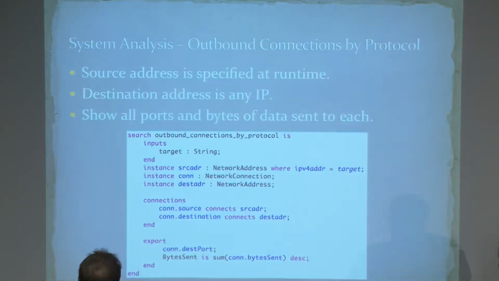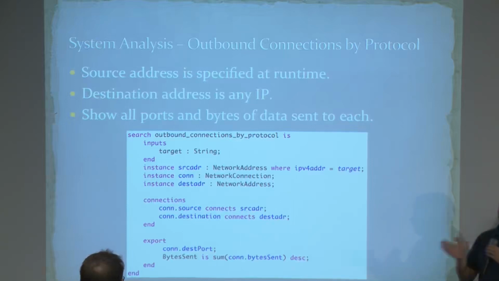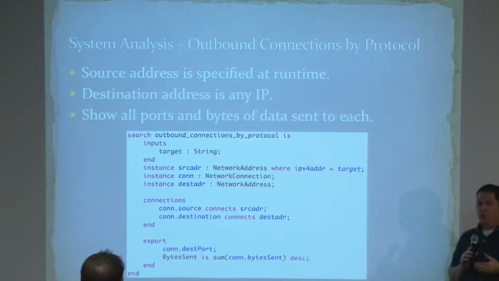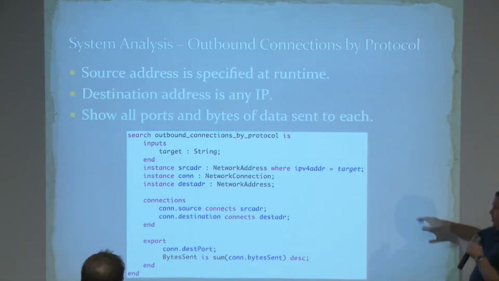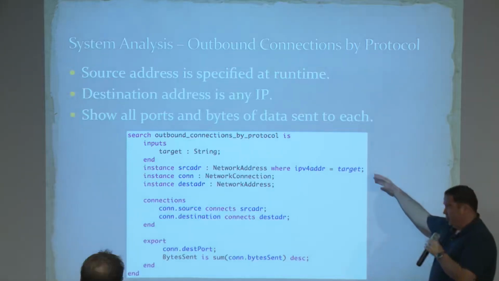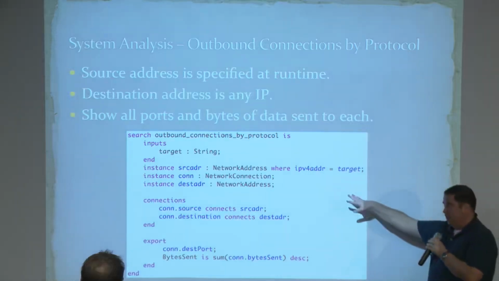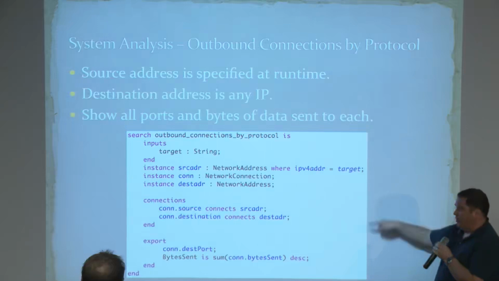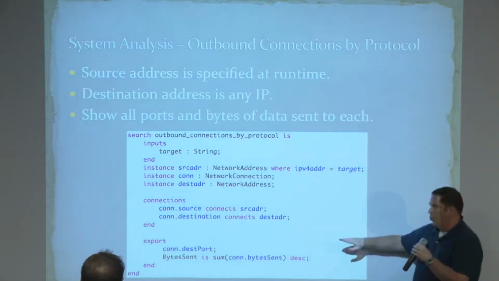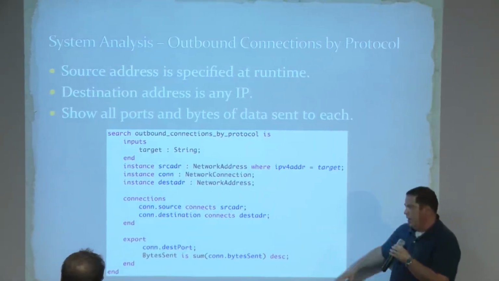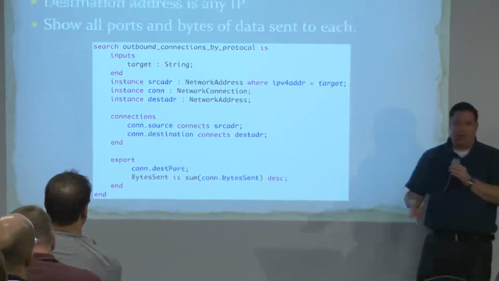All right. So here's one for system analysis. This is outbound connections by protocol. So in this case, we're looking for a source IP that we're going to specify. And so if I have a certain system and I'm thinking, man, maybe that system's compromised, maybe I want to look more into what that thing is actually talking to, this is the great way to do it. So in this case, we look at a source address that we specify, we look for any destination address, and we basically run that over, and the end result is what ports is that guy talking to, and then the sum of the data that guy's talking to.